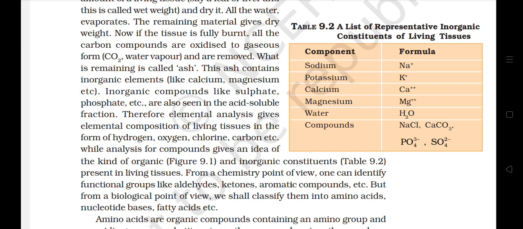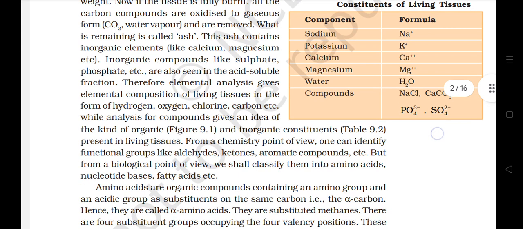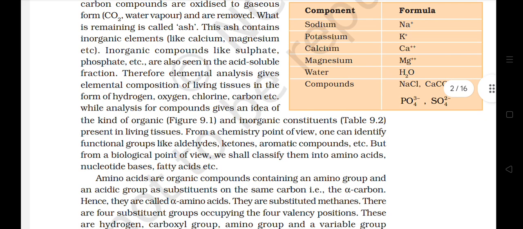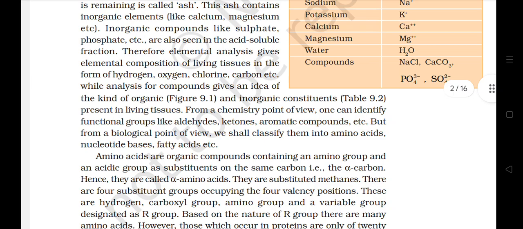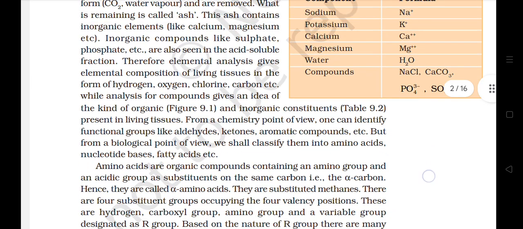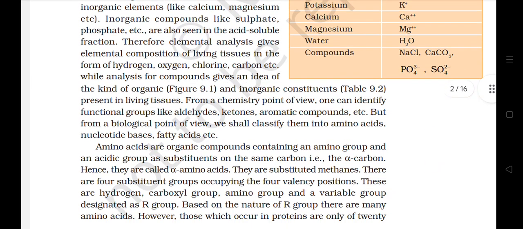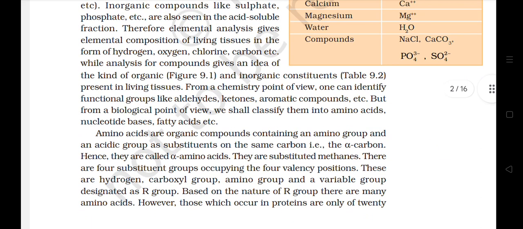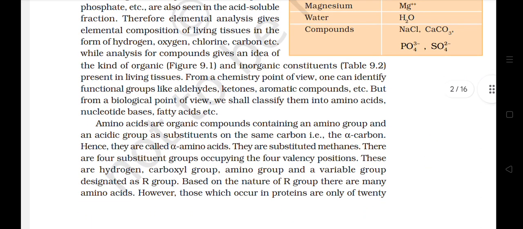Now, if the tissue is fully burnt, all the carbon compounds are oxidized to gaseous form, CO2, water vapor, and are removed. What is remaining is called ash. This ash contains inorganic elements like calcium, magnesium, etc. Inorganic compounds like sulfate, phosphate, etc. are also seen in the acid soluble fraction.